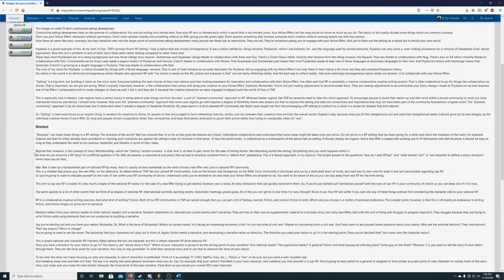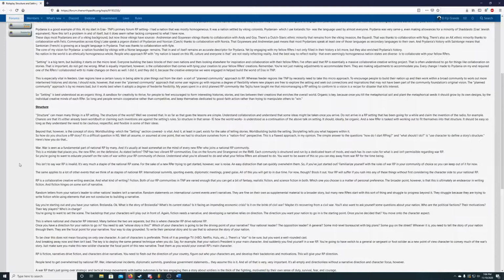Many people see these tips as restrictions. They are not. They're invitations, asking you to engage with your fellow RPers, not just to flesh out the setting as a whole, but to enrich your own world. Prydania is a good example of this. At my start in Eris, which is TNP's primary forum RP setting, I had a nation that was mostly homogenous. It was a nation settled by Viking colonists, and Prydanian, which I used Icelandic for, was the language used by almost everyone. Prydania was very samey, even if I made allowances for a minority of Shadaists, Eris's equivalent of Jews.